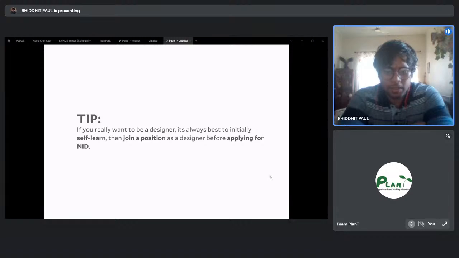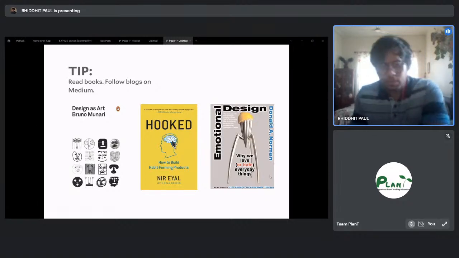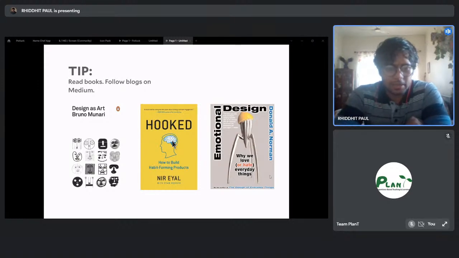Most design studios mention that it is not necessary to have a design degree to apply. They just want to test your skills and test your thinking, how you think mainly. So a few books that do help to develop design based thinking are Design is Art by Bruno Munari, Hooked by Nir Eyal, and Emotional Design. They don't really tell you how to draw. They don't tell you what colors work best in a poster, but they do help you develop a mindset for design. There are a whole lot of books that focus just on the mindset that you need to have for design, and I feel that's very important.